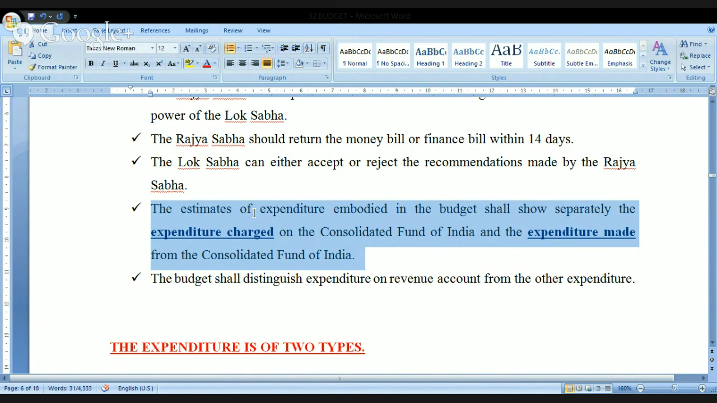Sir, what do you mean by this expenditure charged and expenditure made? Look at this. We have some important authorities in India, like the President of India, or the Vice President, or the Supreme Court judges, and when it comes to CAG. So these are all considered to be very, very important offices in India. And during the discussion of those topics, we'll also discuss that the salaries and allowances of these offices will be charged upon the Consolidated Fund of India. Whenever we are using the word charged, kindly remember that is an amount that is being spent exclusively for the salaries and allowances of that particular authority.